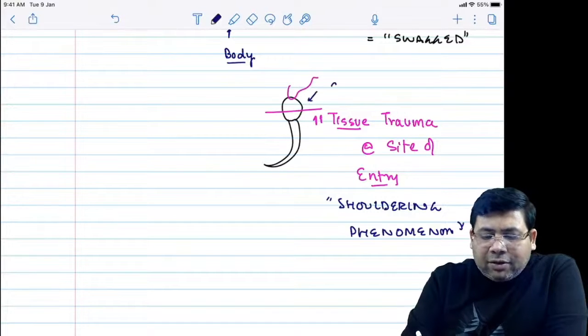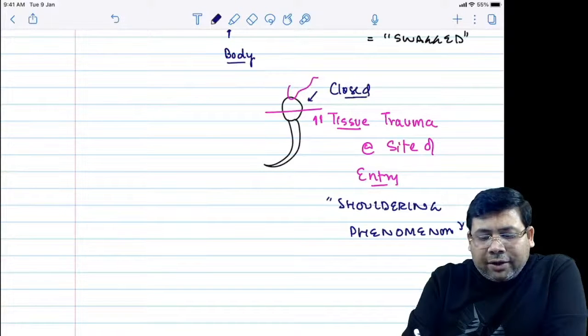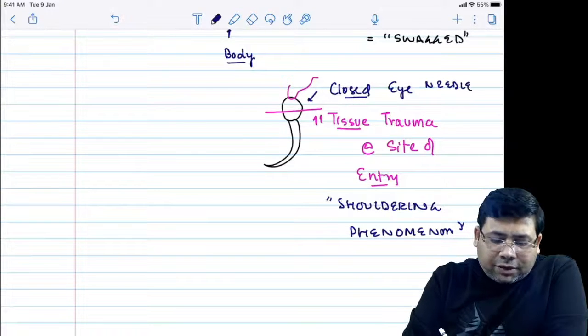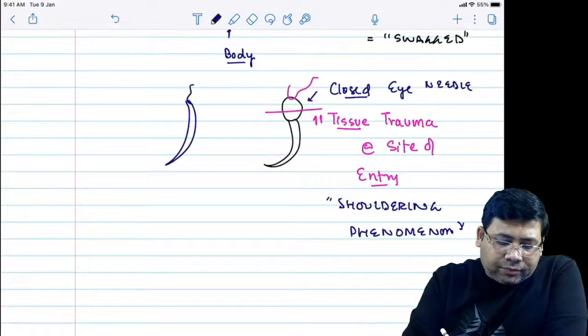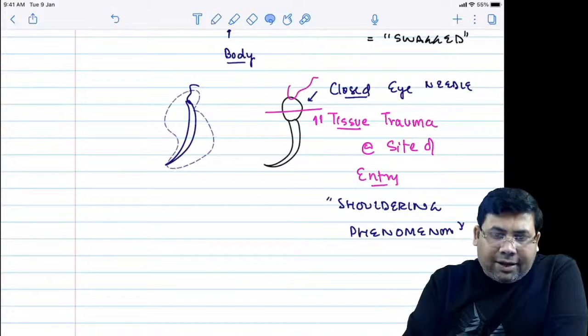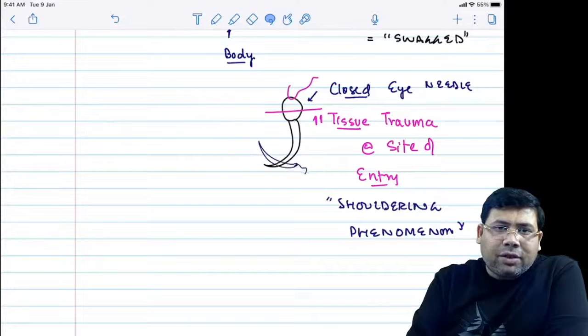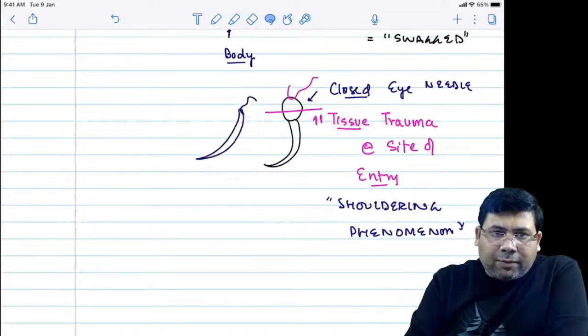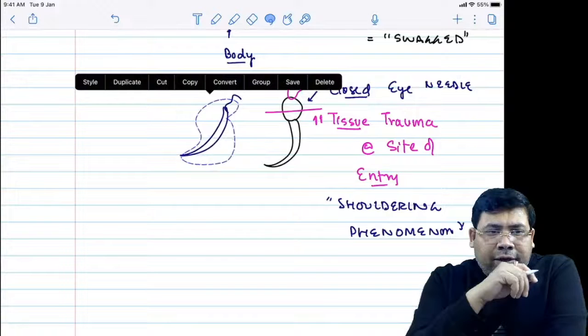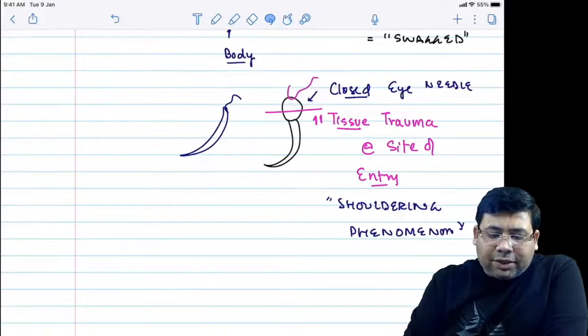This is a closed eye needle. Now try to understand, instead of this, if you have a swagged eye needle where the eye is embedded, it will go smoothly and come out. Can you see? This is the beauty of this type of needle. There is no shouldering. That is what is advantageous.